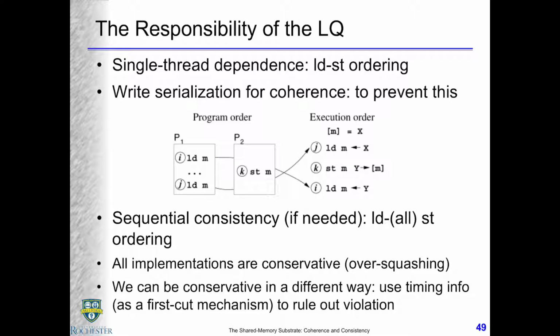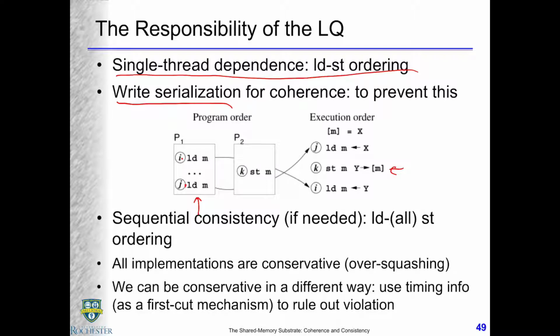So again, in a single thread application, we want to make sure load and store are executed in the correct order. But in the multiprocessor case, we need to guarantee write serialization, which is to prevent the case that we're showing here. Two stores, two loads happen out of program order. In between, there's an invalidation to the processor issuing those two loads. Okay, and this would violate write serialization, and sequential consistency would be something else.